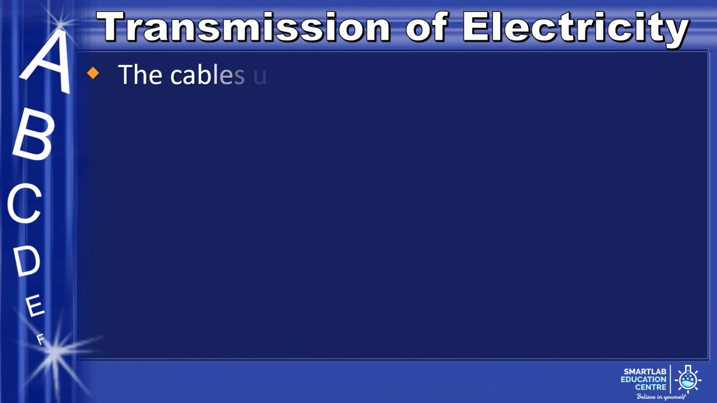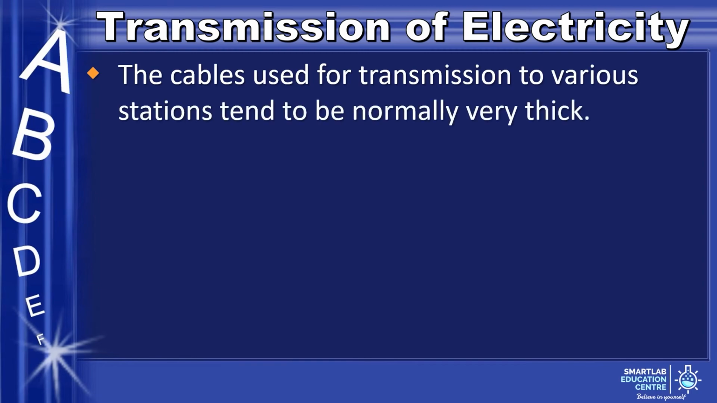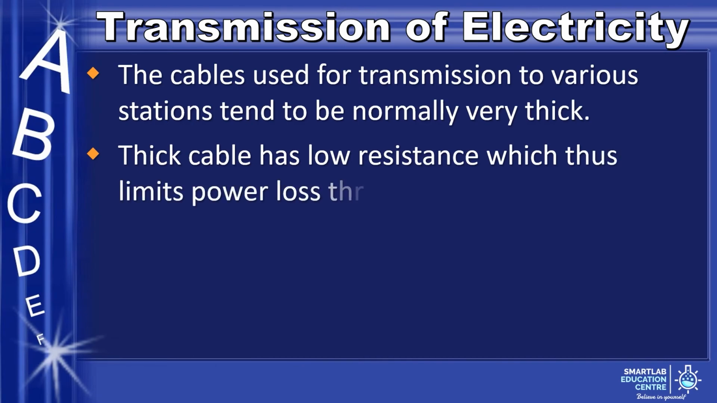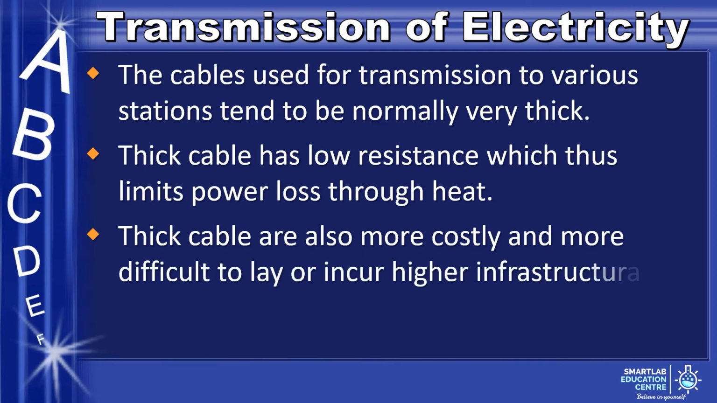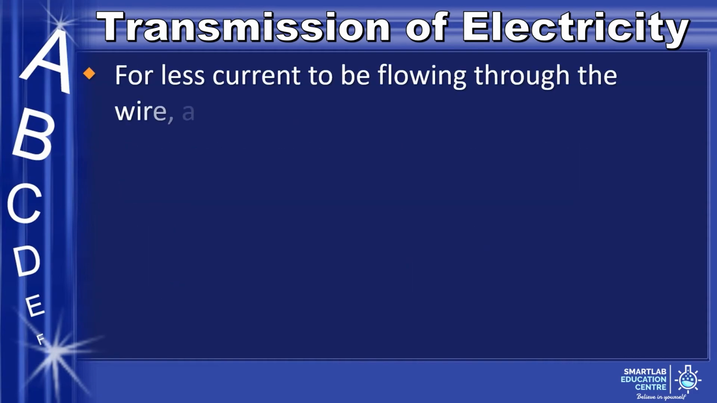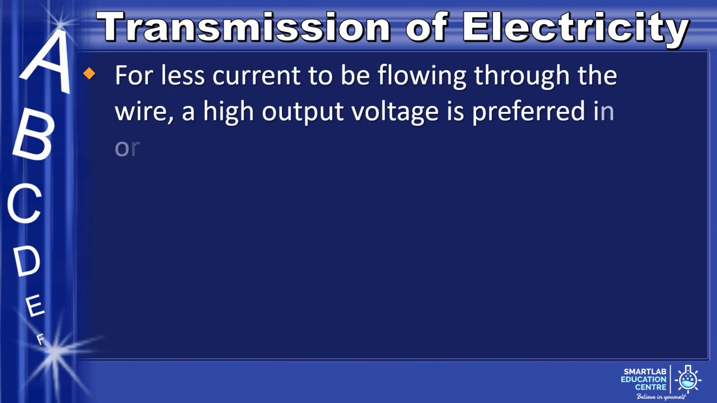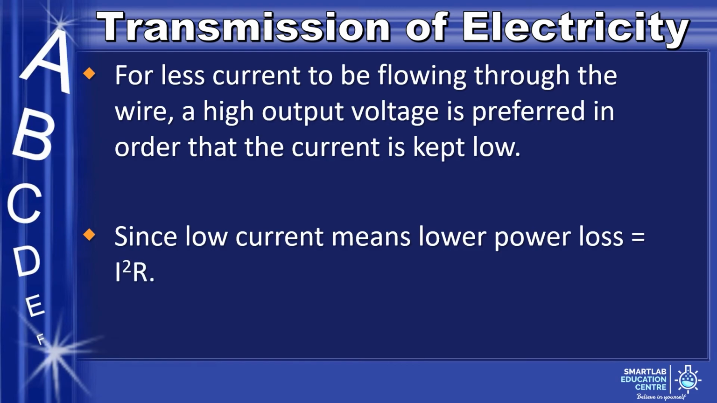The cables used for transmission to various stations tend to be normally very thick. Thick cable has low resistance, which thus limits power loss through heat. Thick cables are also more costly and more difficult to lay, or incur a higher infrastructural cost. For less current to be flowing through the wire, a high output voltage is preferred in order that the current is kept low. Low current means lower power loss, which equals I squared R.